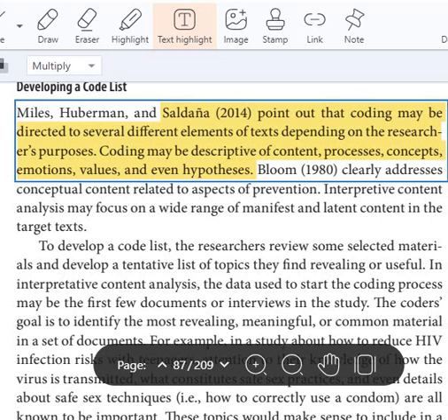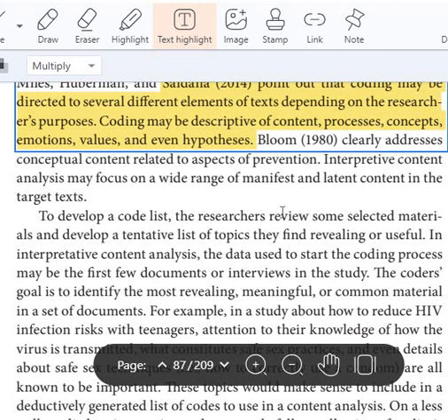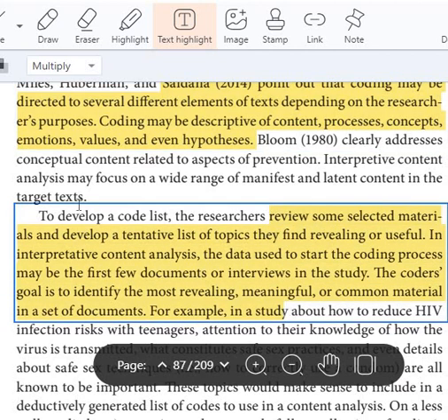Okay, what do researchers do in order to develop a code list? They review some selected materials and develop a tentative list of topics they find revealing or useful. In this approach, data used to start the coding process may be the first few documents or interviews in the study. The coder's goal is to identify the most revealing, meaningful, or common material in a set of documents.